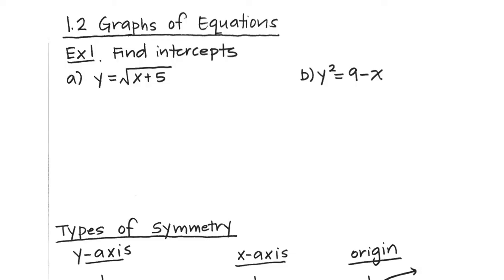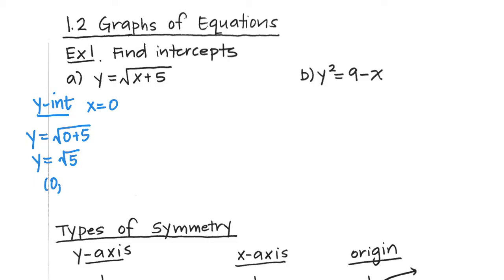Okay, if I want to find the y-intercept, that's where the graph intersects the y-axis. So I always set the x equal to 0, and this is true regardless of whether this is a function or not a function. Okay, I would make the substitution. So when I plug in x equals 0, I get y equals square root of 5. So the y-intercept is at (0, square root of 5).